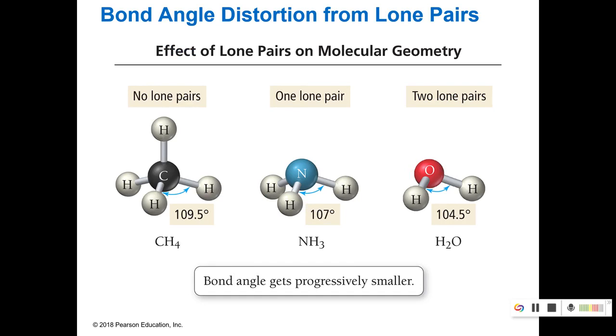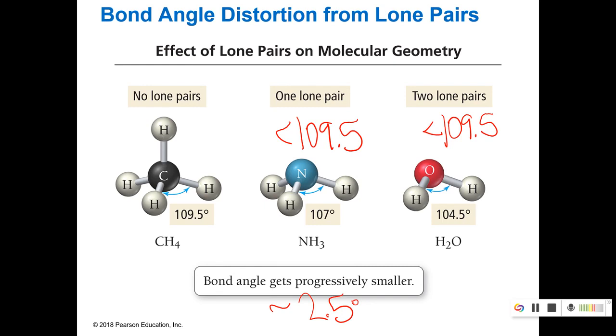Okay, so here, no lone pairs we're at 109.5 degrees. 1 lone pair we're at 107. 2 lone pairs we're at 104.5. So remember, it changes by about 2.5 degrees. Again, you can just write less than. That's perfectly fine. So this one would be less than 109.5, and this one would be less than 109.5. Hybridization for all of these is sp3 for every single one of them.